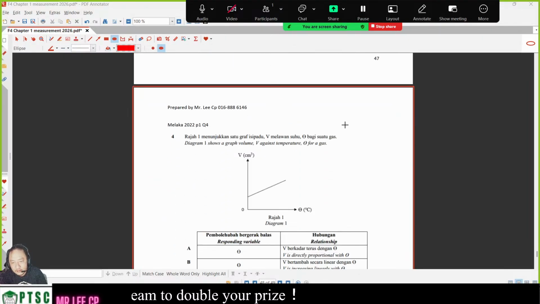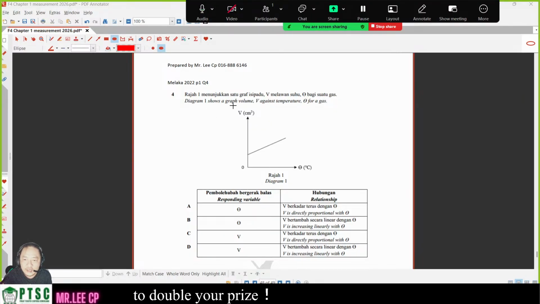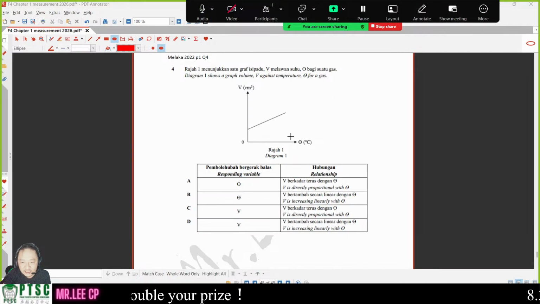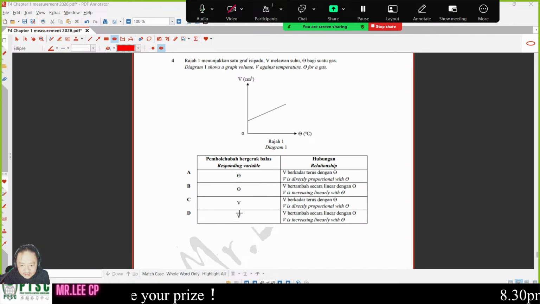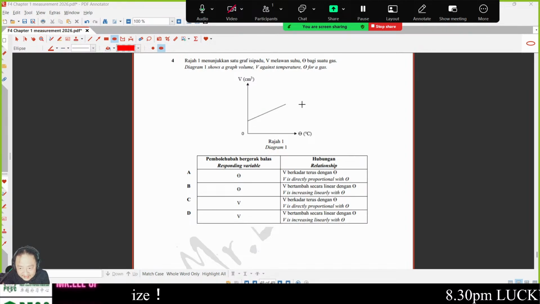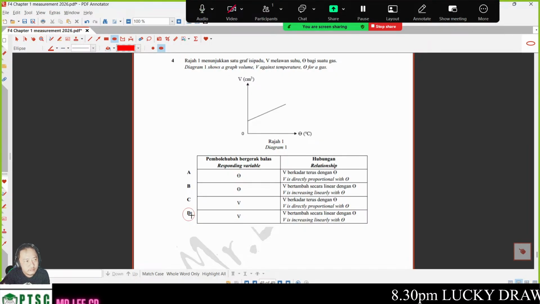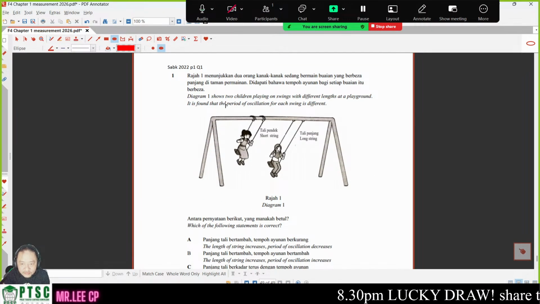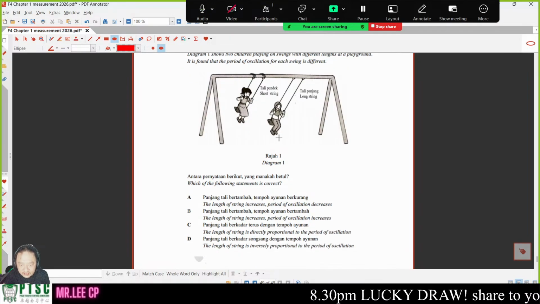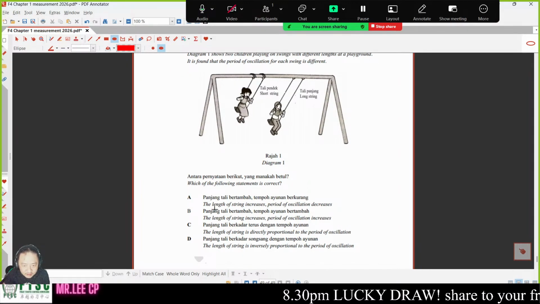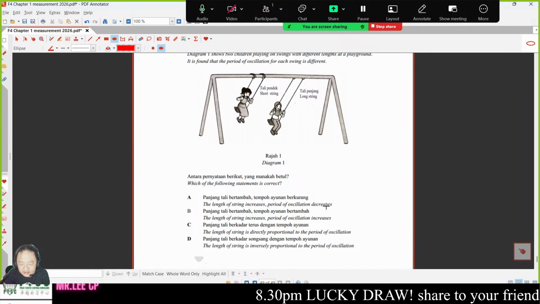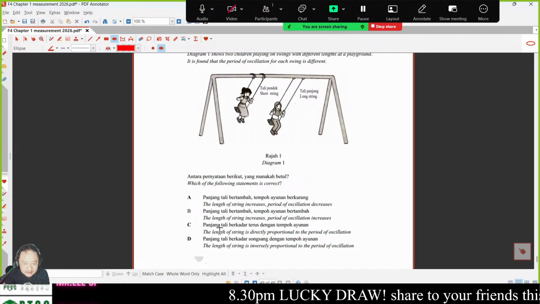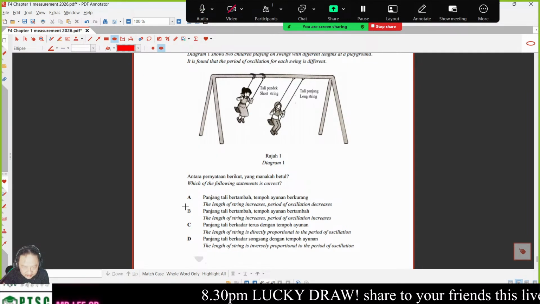Okay. Now, diagram 1 shows V against the temperature theta. The responding variable is your y-axis, which is V. The relationship is V is linearly increasing. Answer is D. It is found that the period of oscillation for each string is different. Which of the following statements is correct? The length increases, the period decreases? No, it should be increase and increase. The length increases, the period increases. Yes.